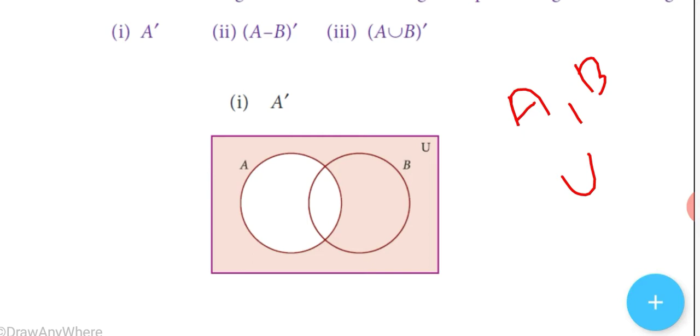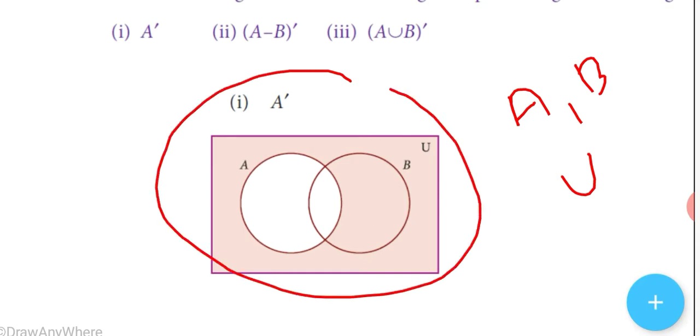we should not shade the A circle. The remaining region has to be shaded. So this is the Venn diagram for A dash. The region which contains the A circle should not be shaded, and the remaining region has to be shaded, where U is the total area.